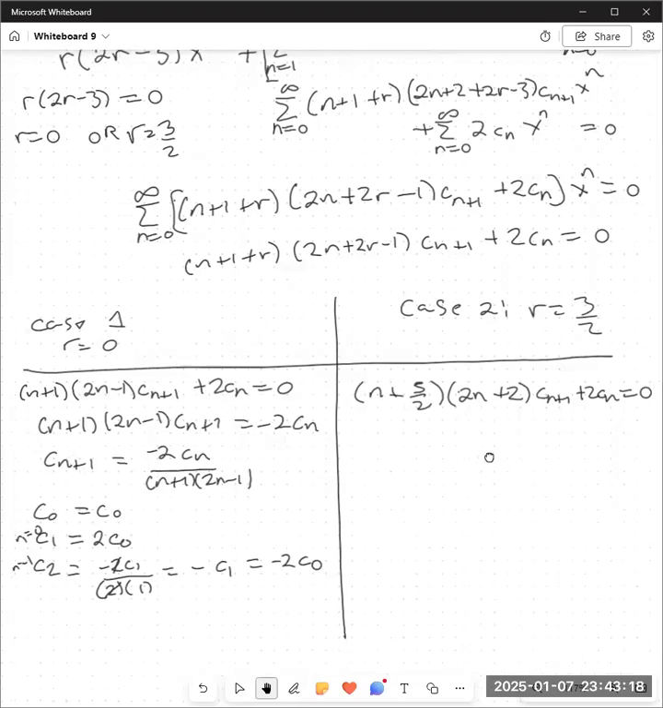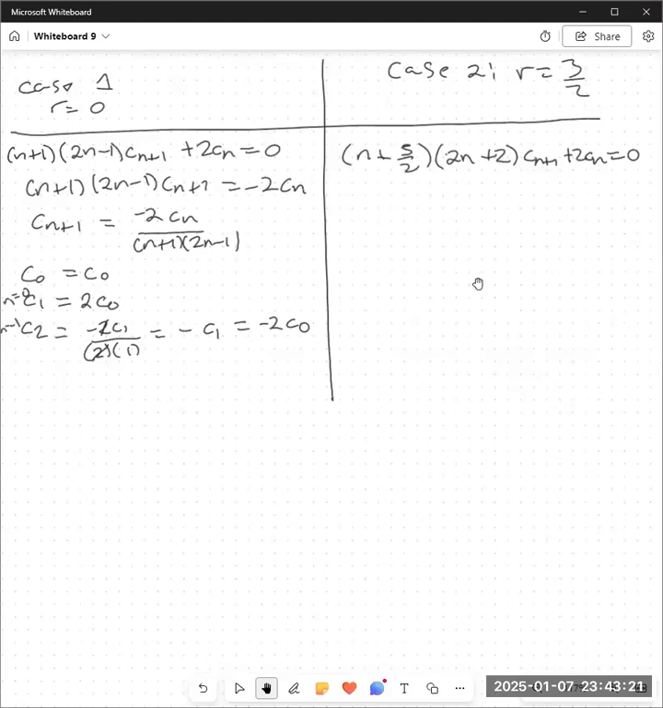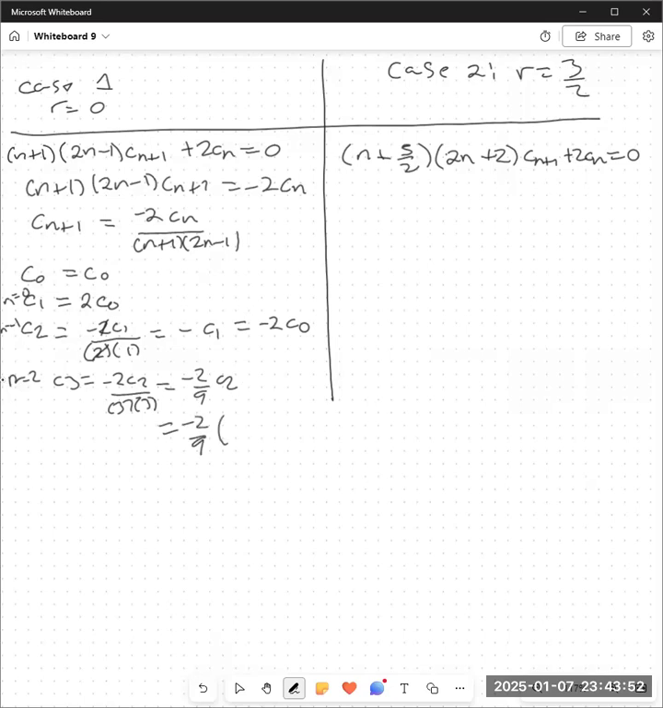And then come on down a little bit more, actually a lot more. c3 is when n equals 2. It is going to be -2c2 over, then that's going to be 3 times 3. So that's going to be -2/9 c2, which is -2/9 times -2c0, which is 4/9 c0.